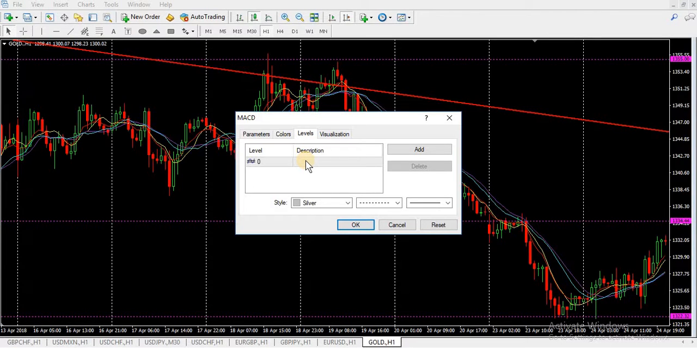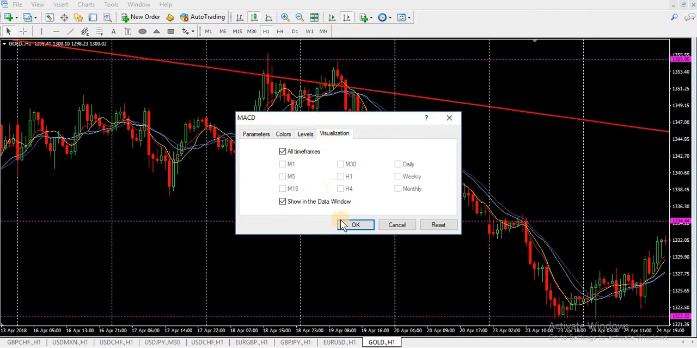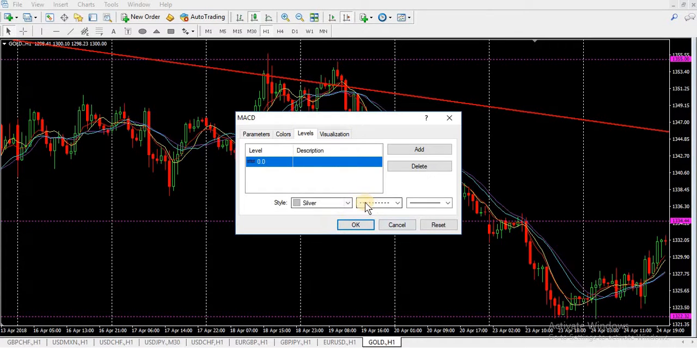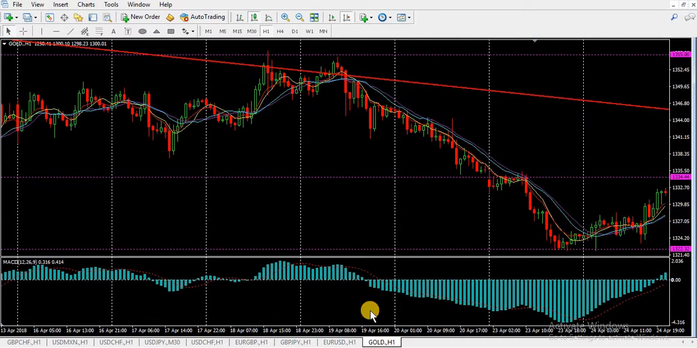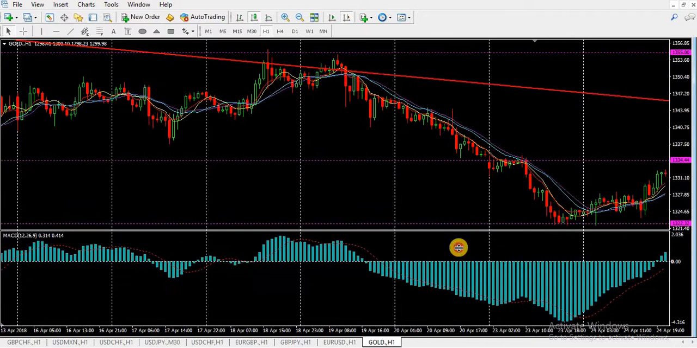And then descriptions. What should I add? Let me do this. 0.0, 6.0. And then I think that's all I want to add. Oh yeah, by the way, you must fix this also. And then I want to insert it, and it will come up with my own type of MACD.